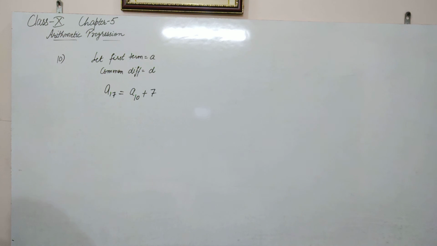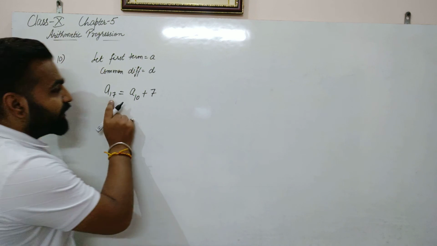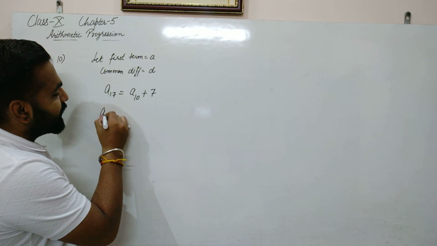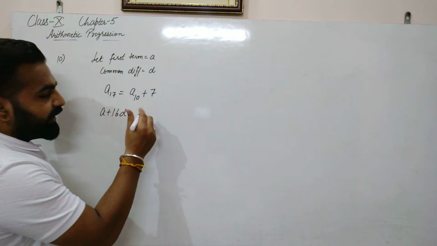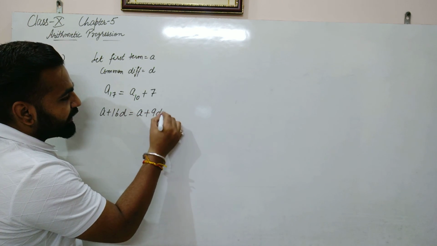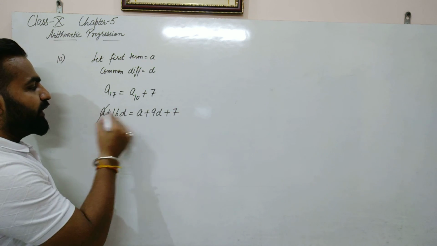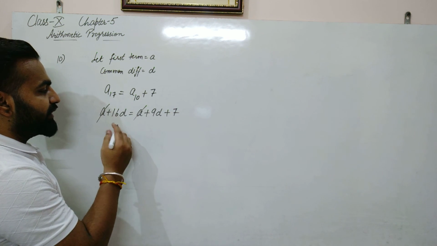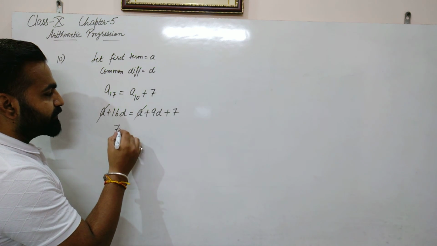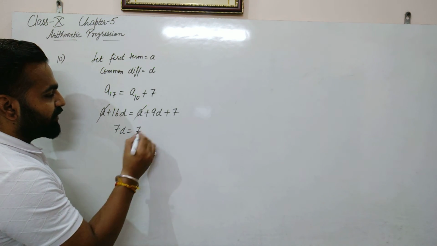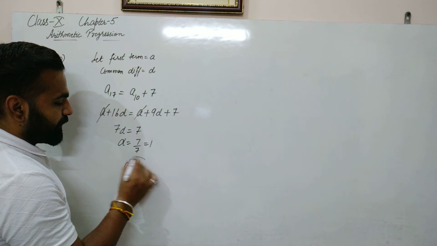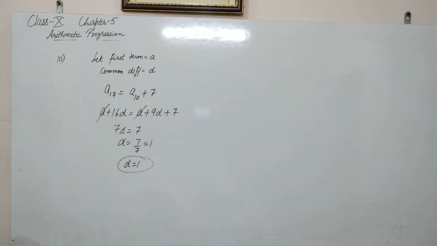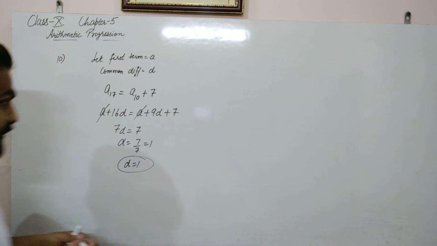Now we will solve for the value of D here. What is A17? A17 can be written as A plus 16D. How can we write A10? A10 can be written as A plus 9D plus 7. So from here A will cancel out. 16 minus 9, that is 7D equal to 7. D will be equal to 7 by 7, that is 1. So the value of D is equal to 1. So this was question number 10.